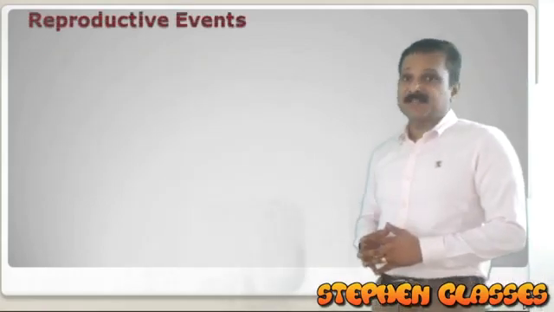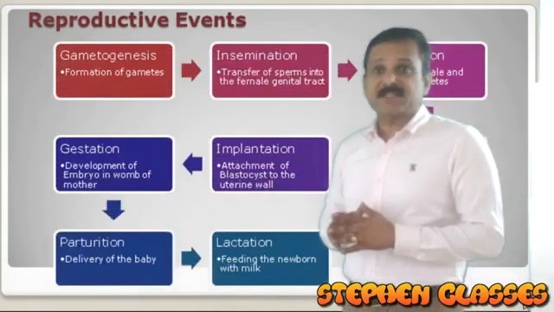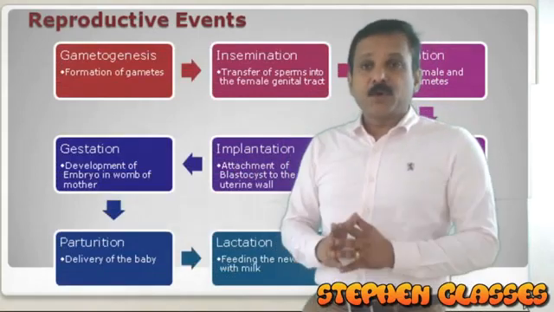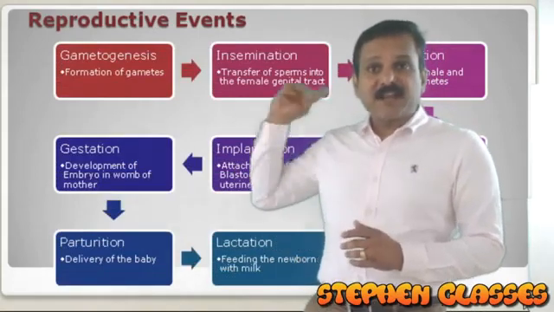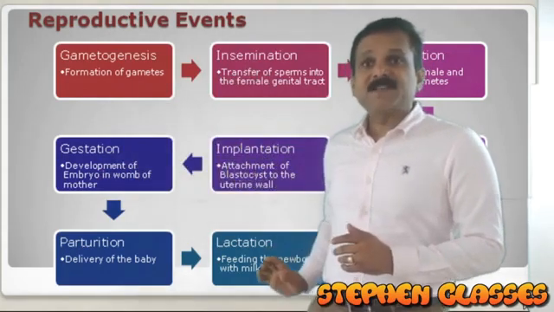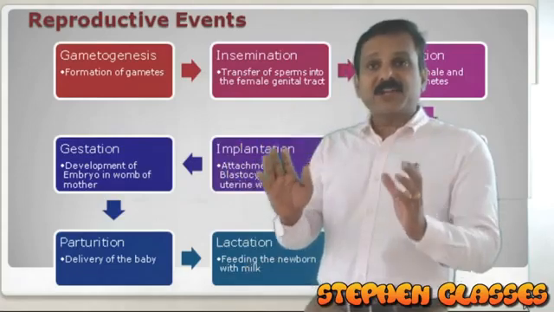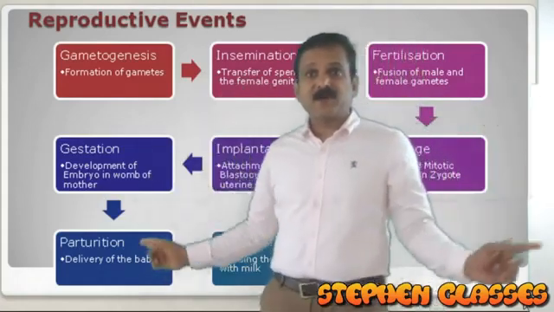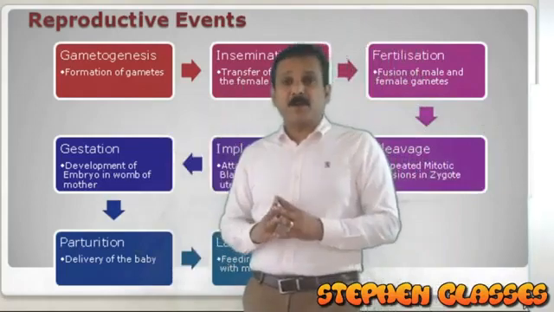Now we move to the different reproductive events. What do you mean by reproductive events? The different steps involved in human reproduction. Human reproduction has different steps like this. Only after performing all these steps can human reproduction be performed. So these are the steps or events of human reproduction.